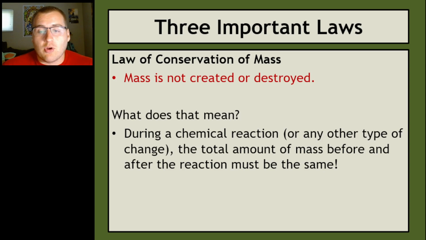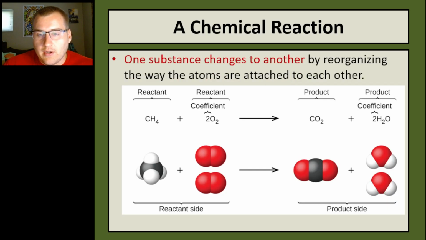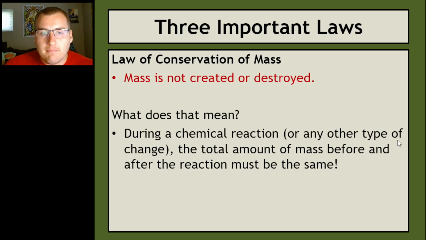It means during a chemical reaction or any other type of change, the total amount of mass before and after must be the same. So in that reaction we were just looking at here, if I start with a total mass over here of 50 grams, I'm going to end with exactly 50 grams if I'm able to account for absolutely everything. Okay? You cannot create or destroy matter. Another way to think about that is that the total amount of matter in the entire universe is constant, which is pretty much more or less true.